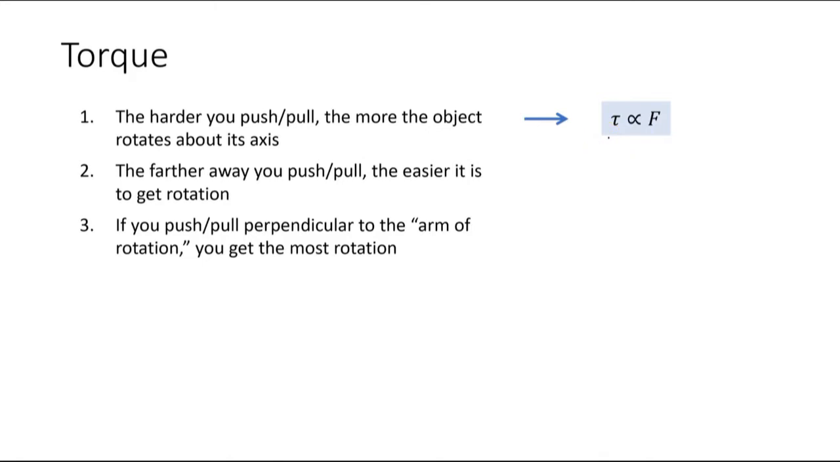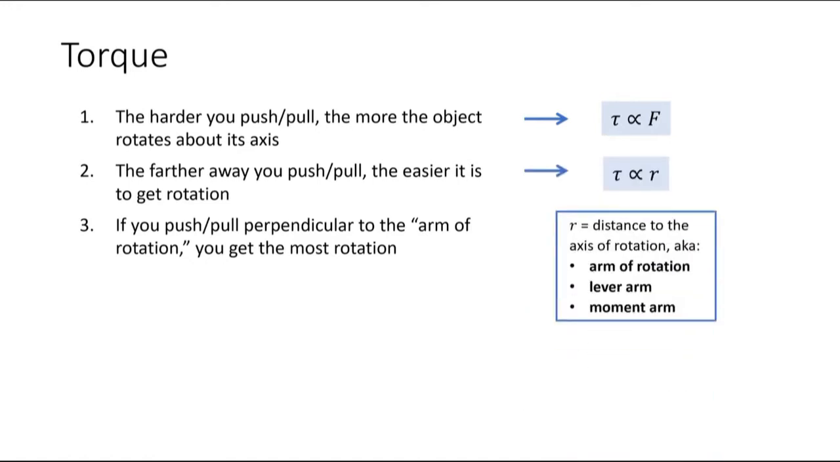All right, next we know that the farther away you push or pull, the easier it is to get rotation. So for this one, we have to define something. We're going to use the variable r. What r means in this context is the distance from the pivot point or axis of rotation of the thing that's rotating and the place where you've applied your force. For example, if you're pushing on the door, it would be the distance from the hinge to the place where your hand is pushing on the door. That's going to be the lever arm.